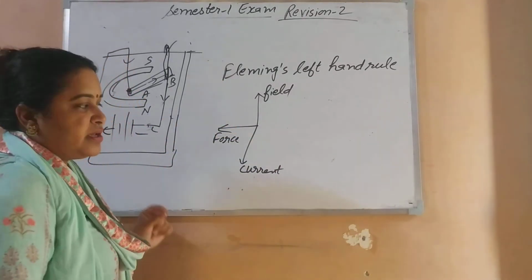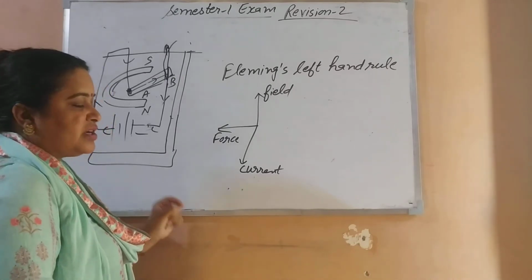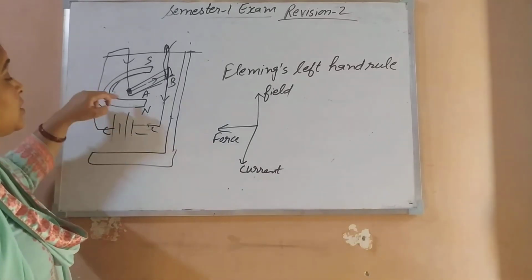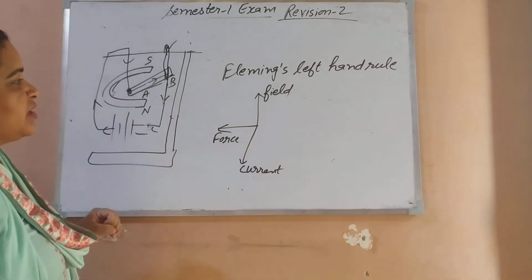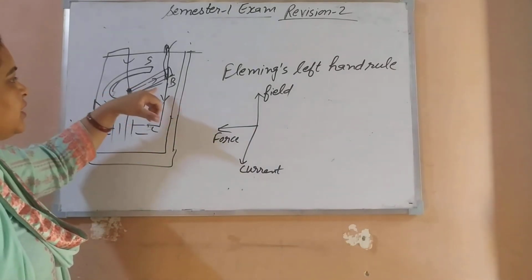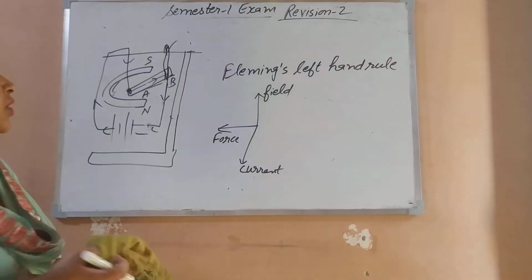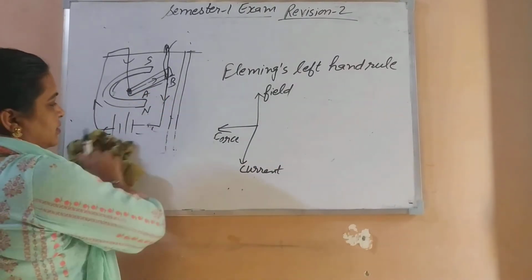What does it mean? Whenever you change the direction of current, the displacement of the rod will also change. And how much displacement there will be depends on the magnitude of the current and the strength of the magnetic field.